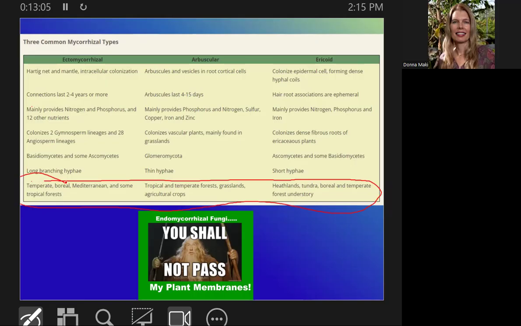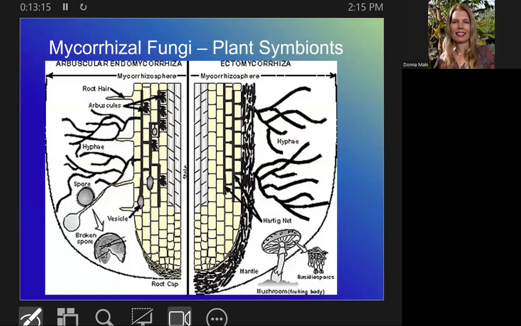That's different. When we say they're in the root tissue, that just means they're in between the cells when you look inside the root. So here's a picture trying to show that a little bit. This one is comparing the ectomycorrhizal fungi on the right versus the left showing arbuscular mycorrhizae. So this is a single root in longitudinal section.